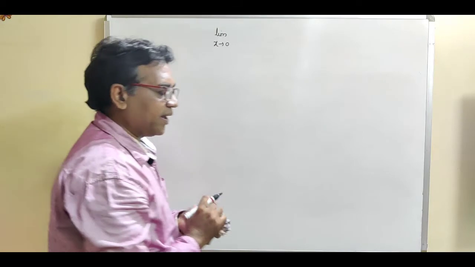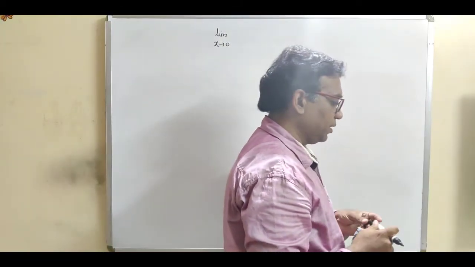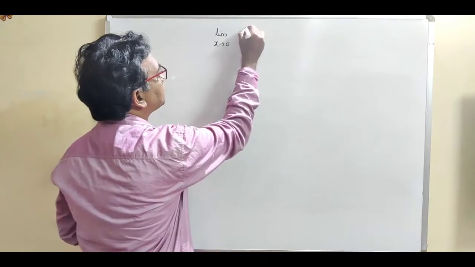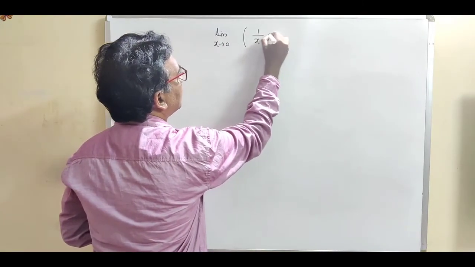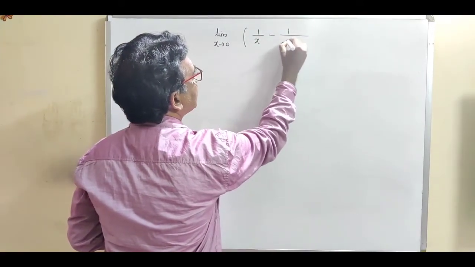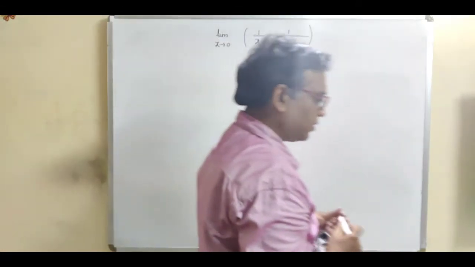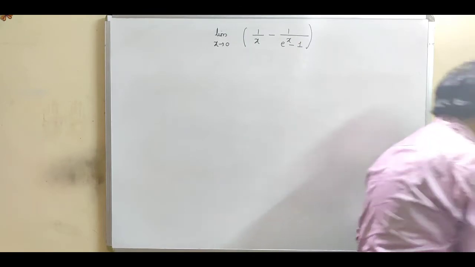Now let us take a third example on the same topic. Evaluate limit x tends to 0 of 1 upon x minus 1 upon e raised to x minus 1.